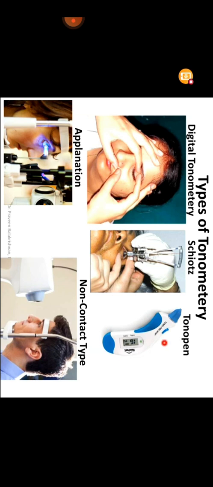And this is a tono pen, but this is very costly. Even if the instrument is like this, it's around 75 to 80,000 rupees. You can use even a tono pen. And this is the gold standard one which we use, the applanation tonometer. And you can use even a non-contact type tonometer, where there is no contact, but an air puff is given for measuring the intraocular pressure. Okay.